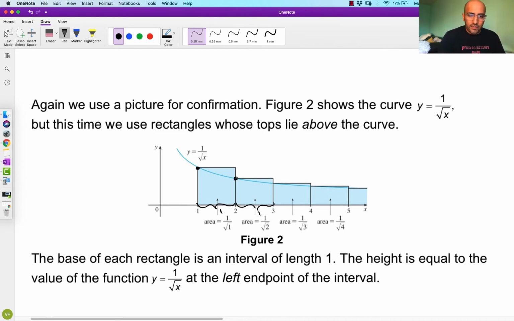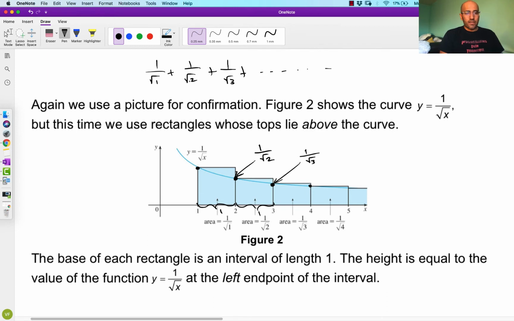And their height is equal to the value in our sequence, right? So this height right there, that's the height 1 over square root of 2. And this one, that one is the height 1 over the square root of 3. Good. So again, we can rethink our question, which was 1 over root 1 plus 1 over root 2 plus 1 over root 3 dot dot dot, right?